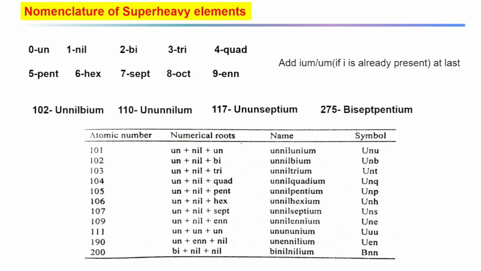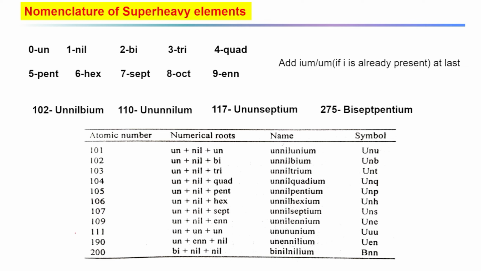Now we will discuss the nomenclature of super heavy elements. For example, if someone asks what will be the name of the element whose atomic number will be 200, or 600 or 500, what will be the name? Now to determine these higher elements or super heavy elements, we came up with this nomenclature system.